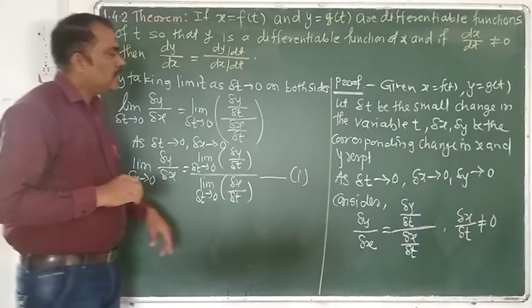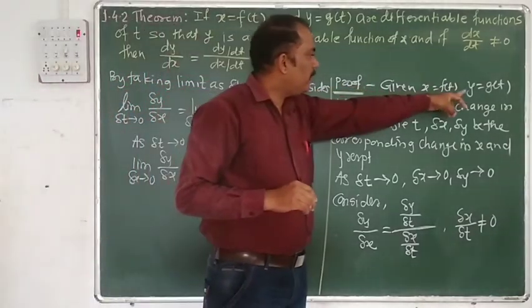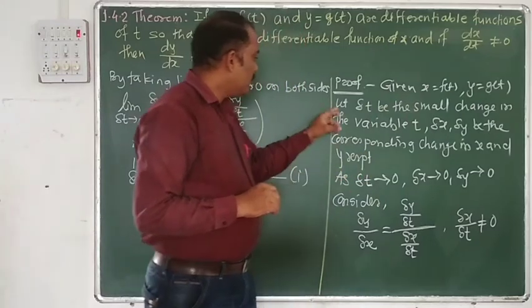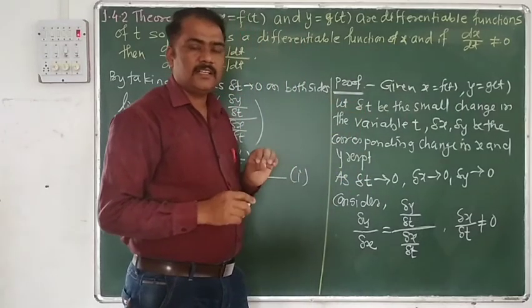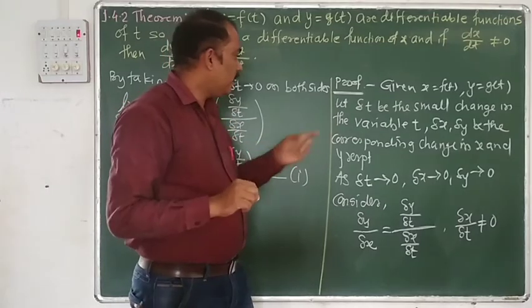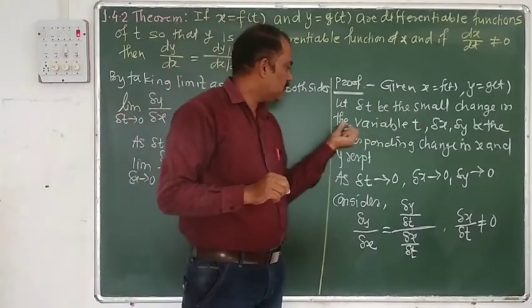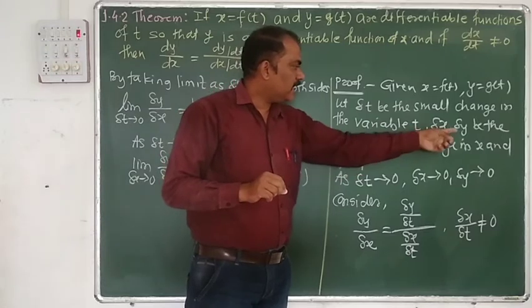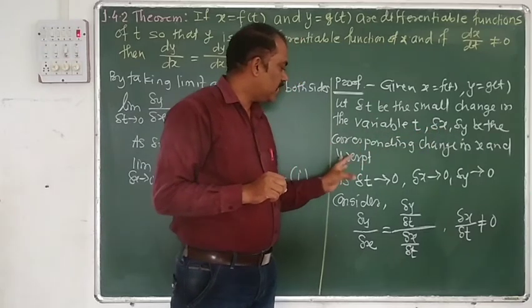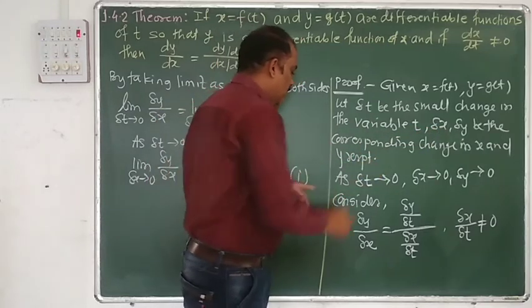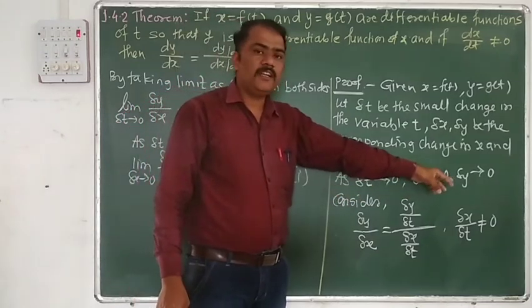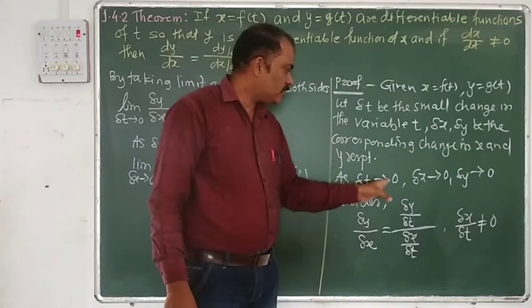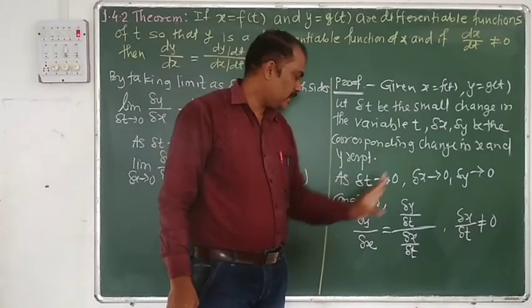We will repeat that. We have to start at x is equal to f of t and y is equal to g of t. We have to start the proof of this theorem. Let delta t, the change in the independent variable, be a small change in the variable t. Let delta x, delta y be the corresponding changes in x and y respectively. As there is no change in the independent variable, there is no change in the dependent variable. It means that as delta t tends to 0, delta x tends to 0 and delta y tends to 0.